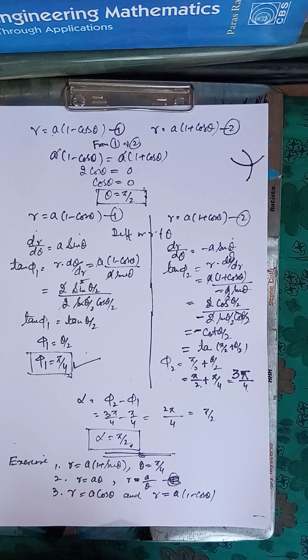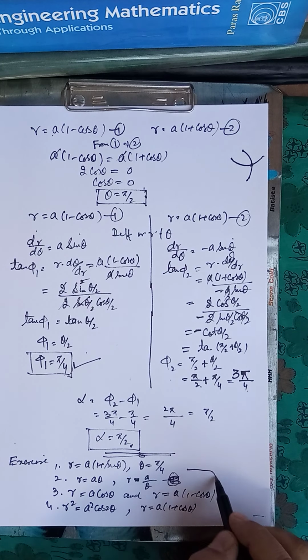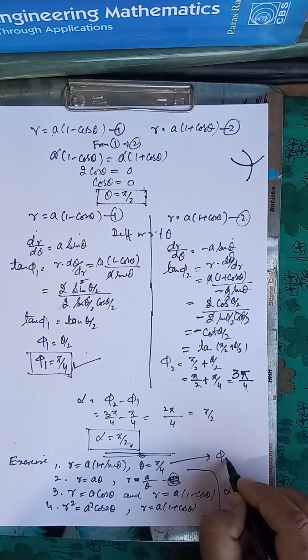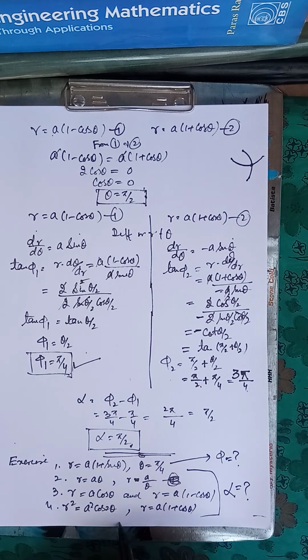Then you can have one more question, say r square equal to a square cos 2 theta and r equal to a(1 plus cos theta). For these, find alpha. For this, find phi. This is it. Thank you.